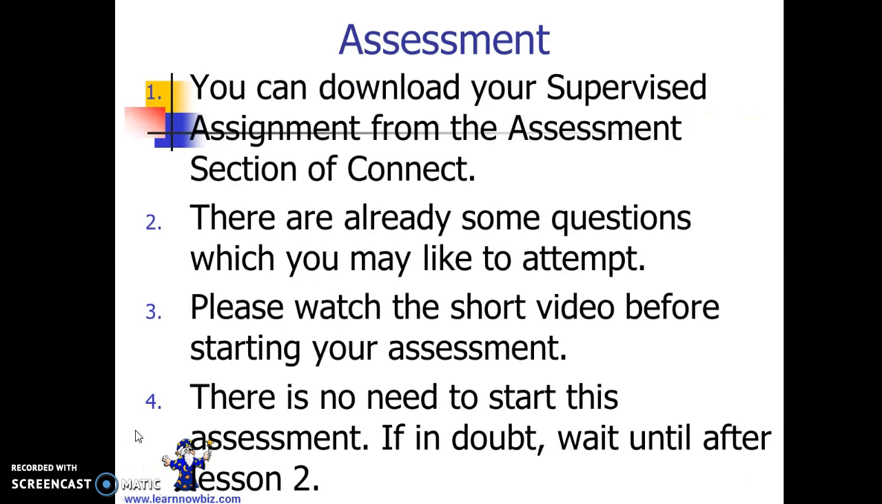I'd like you to start thinking about your assessment in this unit of study. Your assessment is already available in the assessment section of Connect, so you can download it any time you like. There are already some questions which you may like to attempt. Now please watch the short video before starting any assessment. If you don't want to, you don't have to start the assessment at this stage. If in doubt, could you please wait until after lesson 2.